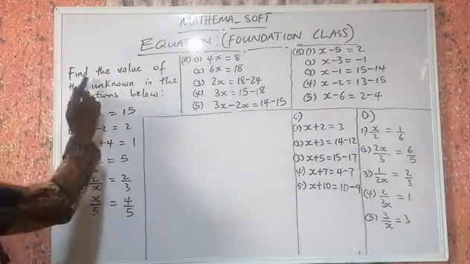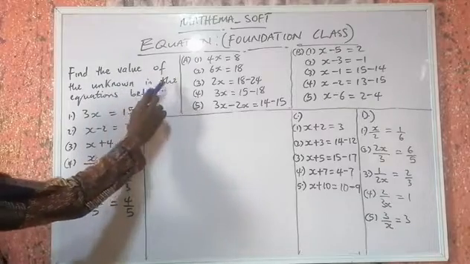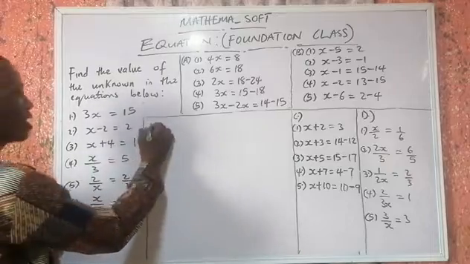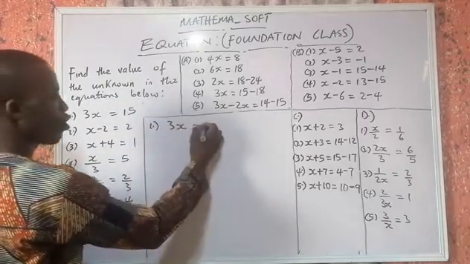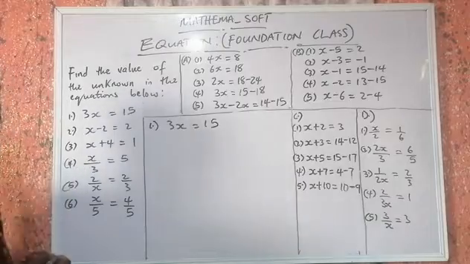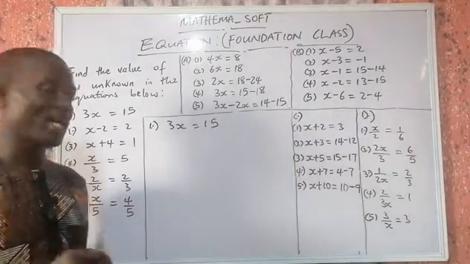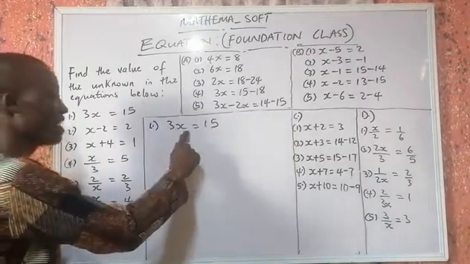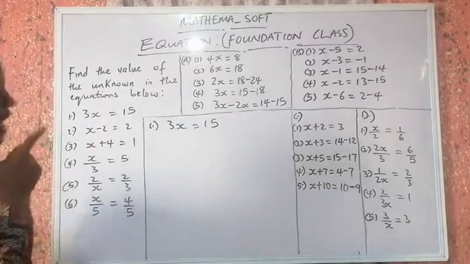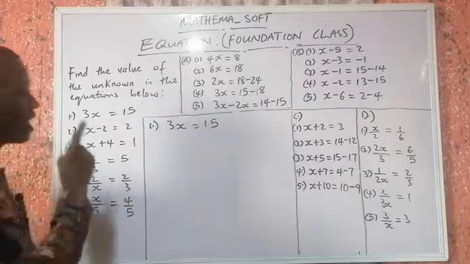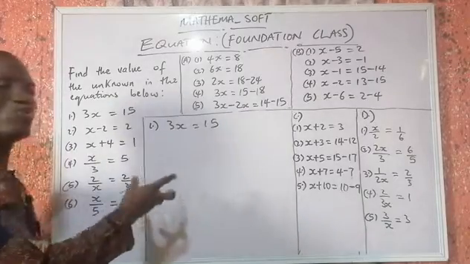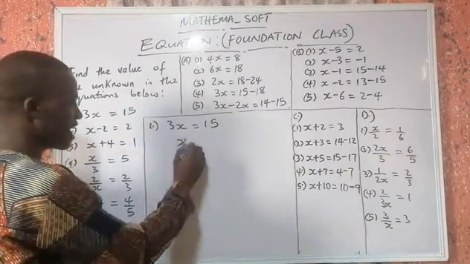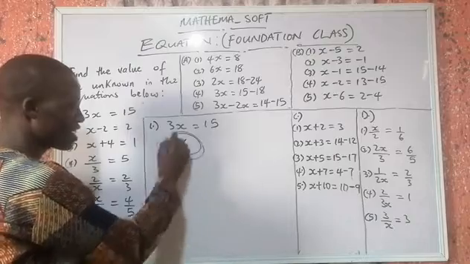Find the value of the unknown in the equations below. So in equation 1, we have 3x equals 15. Now, you must know that what we want to find here is x. Our interest is to find the value of x. So you must always pay attention to x so that you will know what is disturbing you from getting the value of x. All we want to achieve is for this x to stand alone.